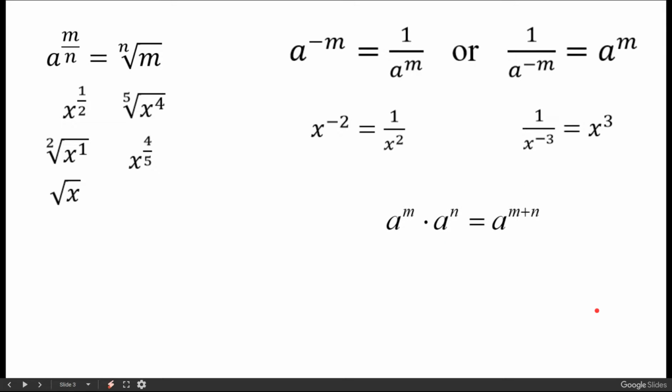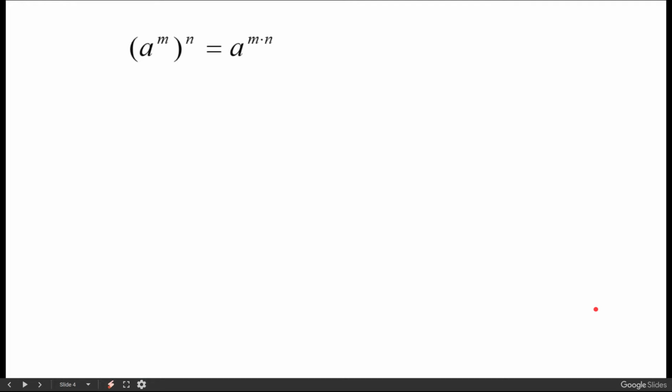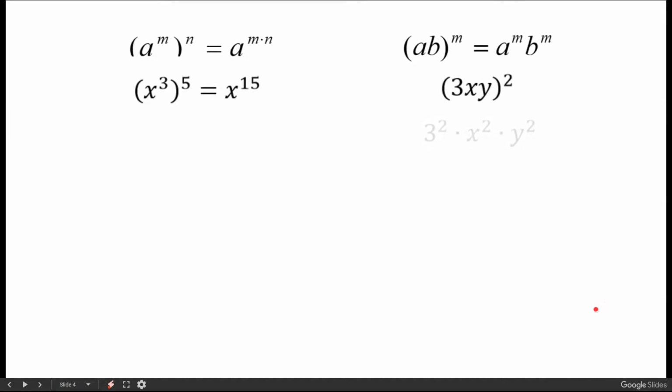If you're multiplying and you have the same bases, you're going to add the exponents. If you have a power to a power, it's multiplication. If you have an exponent on the outside of the parentheses, you're going to apply that exponent to everything inside the parentheses.